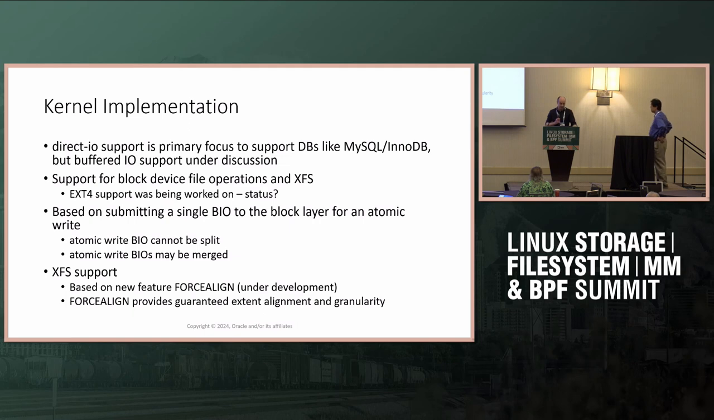And then finally, for XFS support, for atomic writes, we need a new feature called force align, which is something that XFS doesn't have already, which is to guarantee the extent alignment and granularity. So if you want to write atomically two file system blocks, you need to make sure that they're contiguous in disk blocks. So that's actually a lot of the work we're doing for the XFS support: supporting force align.